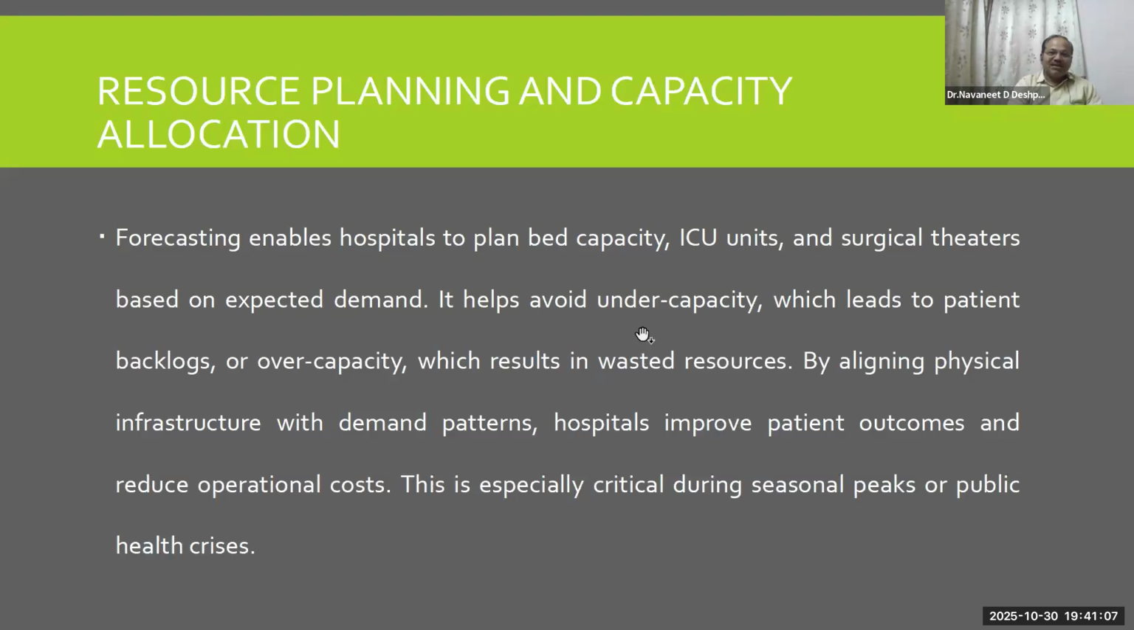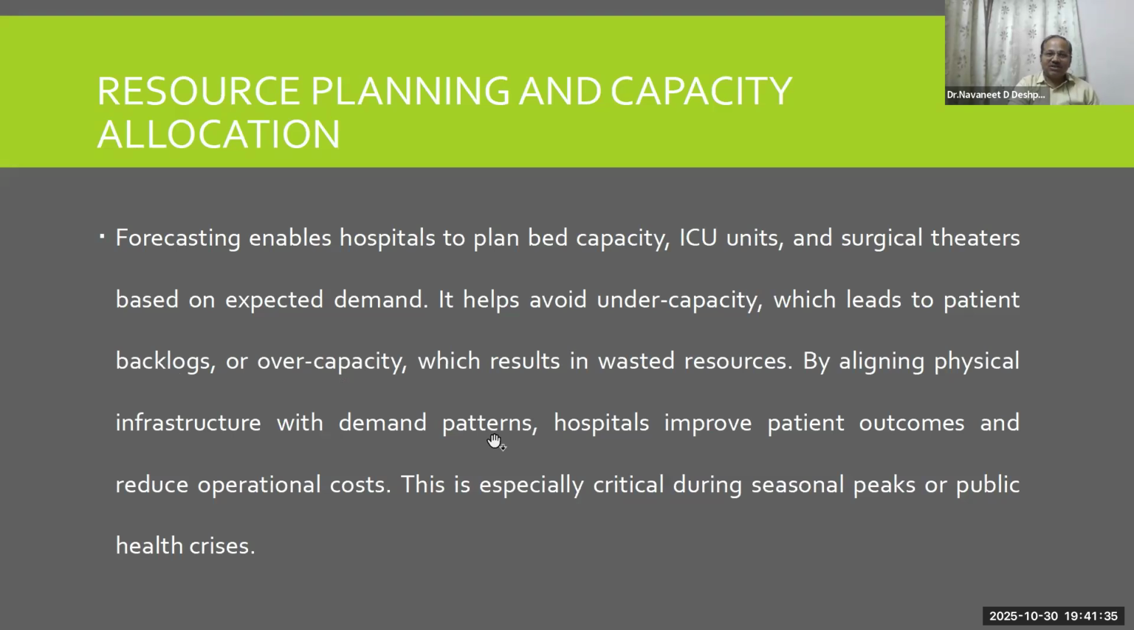So resource planning and allocation helps to avoid under capacity utilization. On Sundays or some days, time is wasted by keeping them empty, which leads to patient backlogs, or sometimes overcapacity can also be faced over a period of time, which results in wasted resources. So aligning physical infrastructure with the demand, because how many people are there outside cannot be easily predicted. So that is the most important.